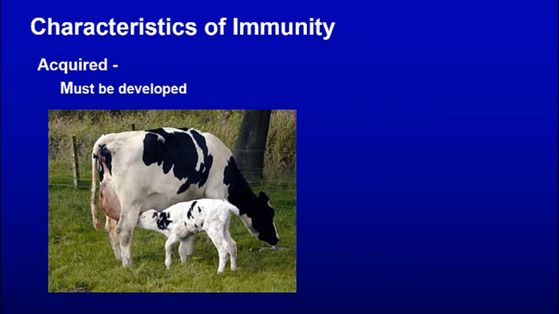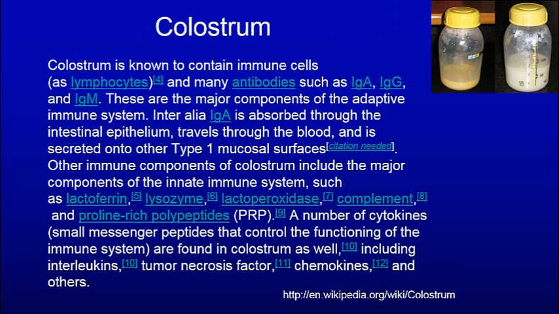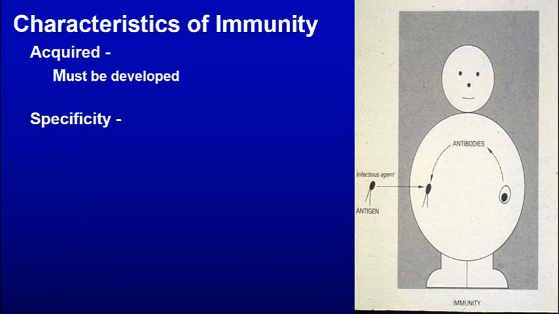Now, characteristic immunity is acquired; it must be developed. So, a newborn calf does not have that. Or a newborn infant doesn't have that. And that's why the early milk, the first milk, is colostrum. And colostrum has antibodies in it, IgA, IgG, IgM. It has lactoferrin, lysozyme, complement, different things that are in there to help combat infection temporarily, until the baby is able to develop it from exposure. So it must be acquired, and also specific.